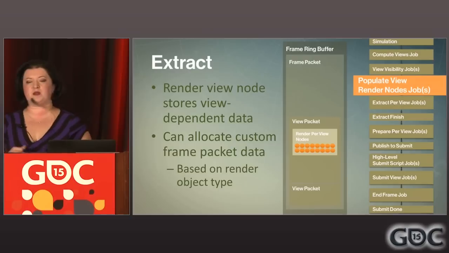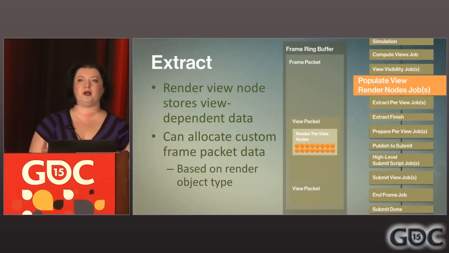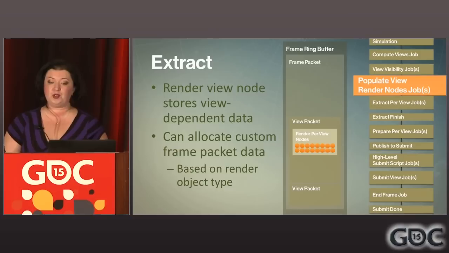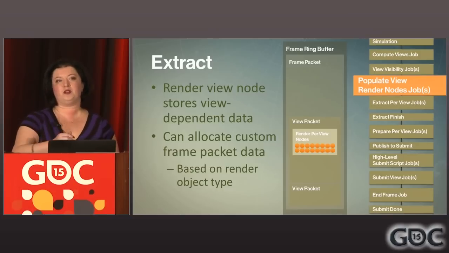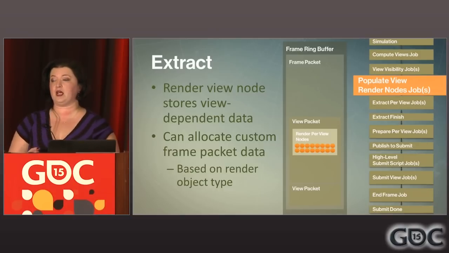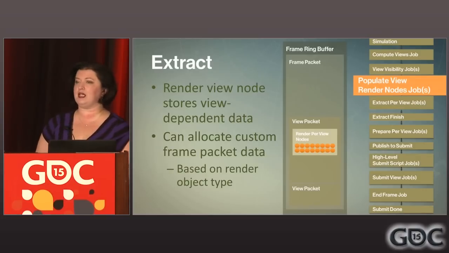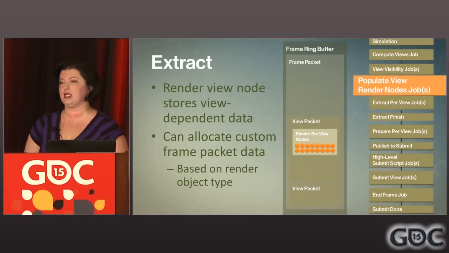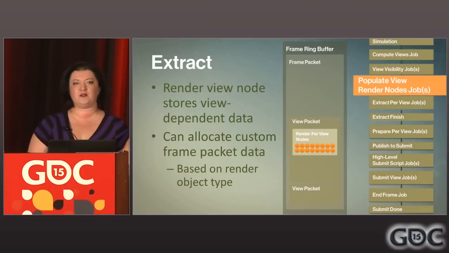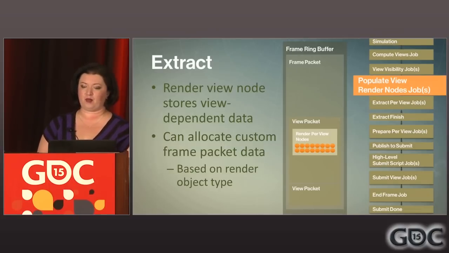Now, this may introduce a small amount of redundancy because, for example, the bounding sphere is the same across a variety of views, but we keep it in the render nodes in order to have that data already in the cache when we're iterating and computing different operations. Now, the view node can actually allocate data dynamically in a frame packet if it needs to allocate some very specific data for that frame.